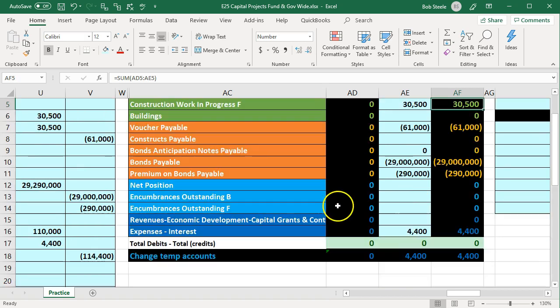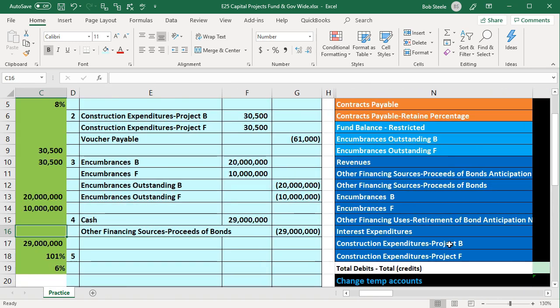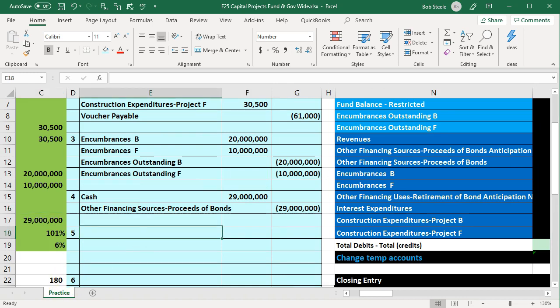That puts us back in balance. The only thing on the income statement type accounts, the temporary accounts, is that 4,400 related to interest. So now let's go back and see the same type of activity on the capital projects fund. So we're in the capital projects fund.